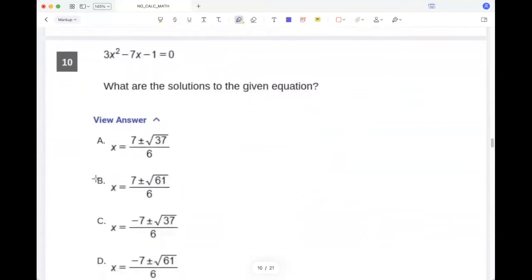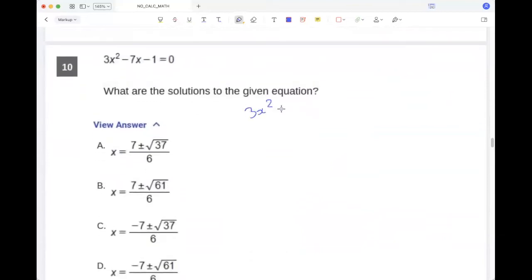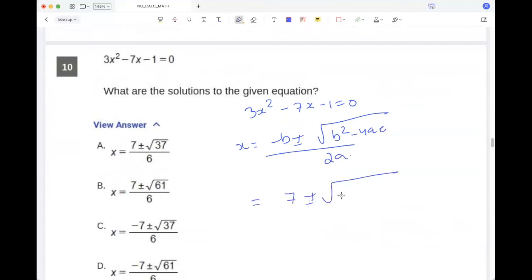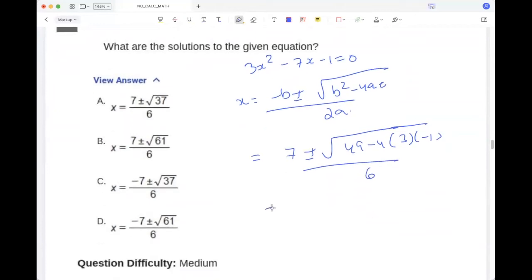What are the solutions to the given equation? So this is a quadratic. 3x squared minus 7x minus 1 is 0. So we can use the discriminant formula, minus b plus minus under root of b squared minus 4ac, by 2a. So 7 plus minus under root of 49 minus 4 into 3 into minus 1, by 6. So that becomes 7 plus minus under root of 49 plus 12. So that's 61. So 7 plus minus root 61 by 6. So that's option B.